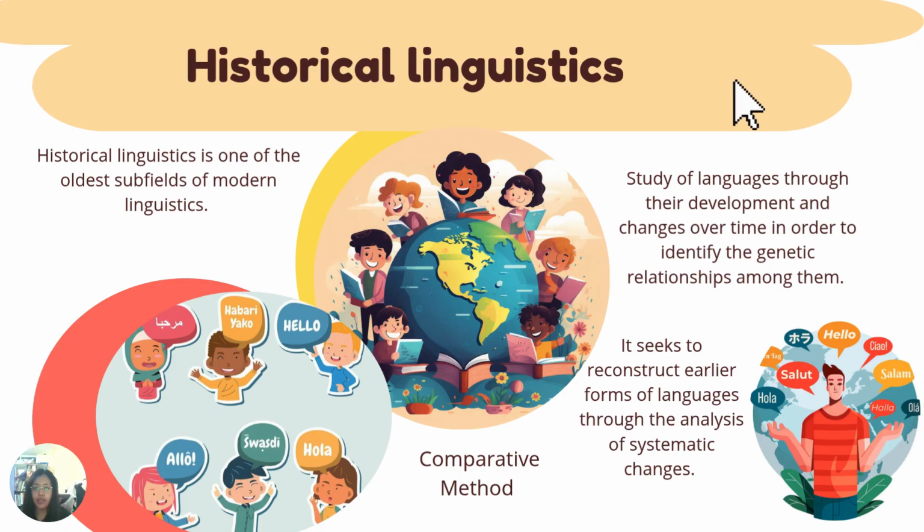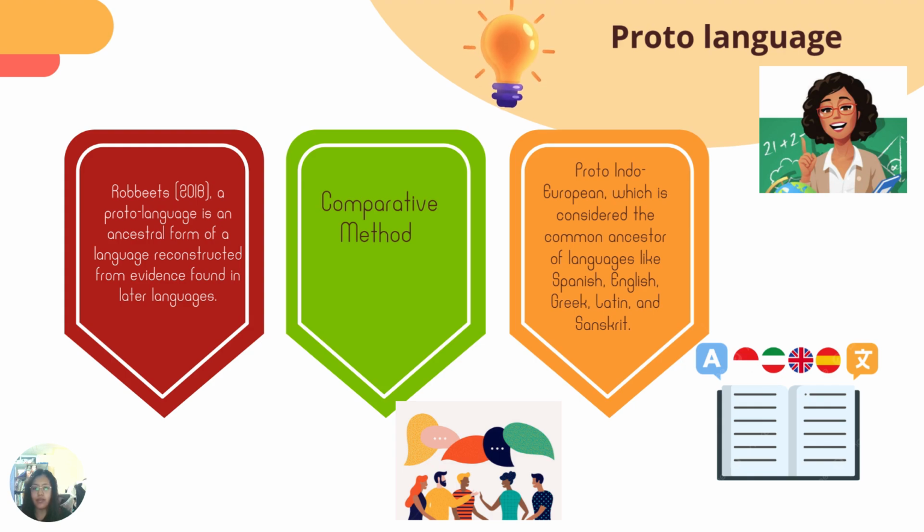Let's start. Historical linguistics is one of the oldest subfields of modern linguistics. Its approach is the study of language through its development and change over time in order to identify the genetic relationship among languages. It uses methods like the comparative method to show that different languages may have a common origin. So it is important to study the origins of language because many of them developed from an ancestral language known as a proto-language.